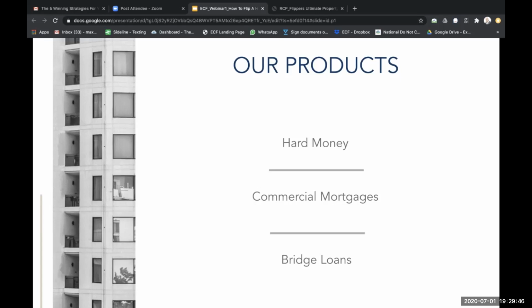So we could work with all types of investors, whether you have your note due, your CMBS note due, or maybe you're in a default from a current bank. We could work with you on the mortgages and the bridge loans as well. So next slide, please, Max.